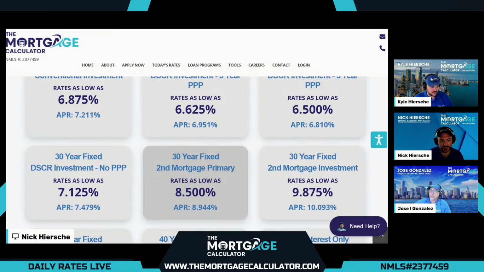So we can use bank statements and similar. And for investors, same option. To get a second mortgage is rare to use a HELOC for an investor. So these programs are awesome. Rates as low as 9.875, final APR 10.093. So those are our options we go over every morning.